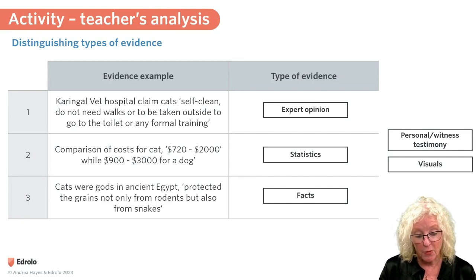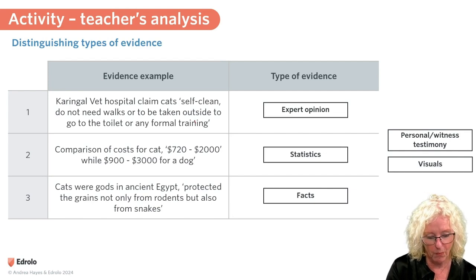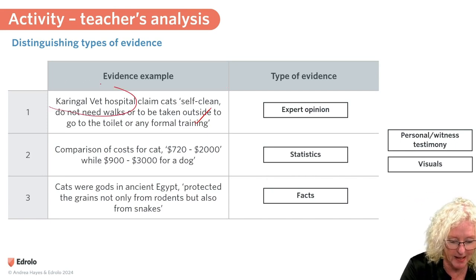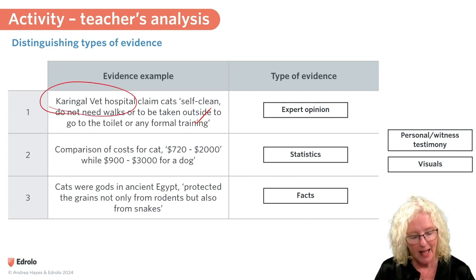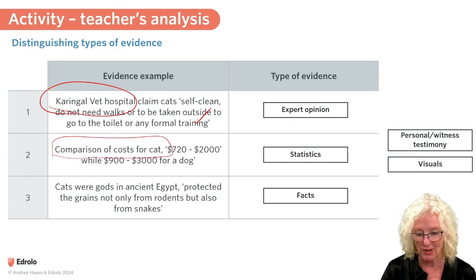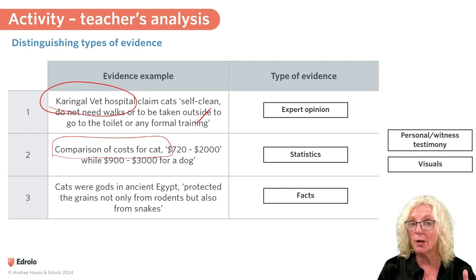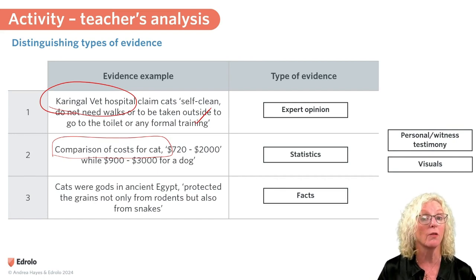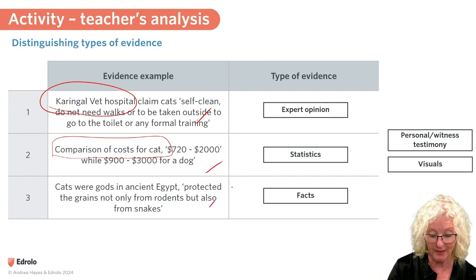Number 1, the Kringle vet hospital claim, that cats self-clean and do not need walks, is expert opinion. I'm saying that these are experts. Number 2, comparison of costs for a cat and then listing the costs, is statistics. And number 3, I'm saying that cats were gods in ancient Egypt, protected the grains not only from rodents but also from snakes, is a fact.